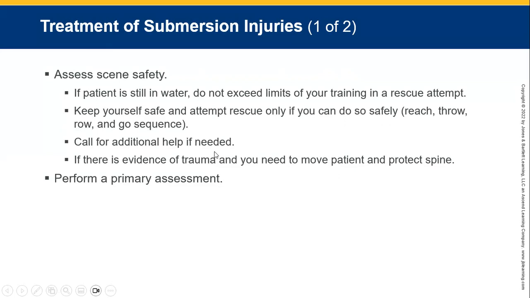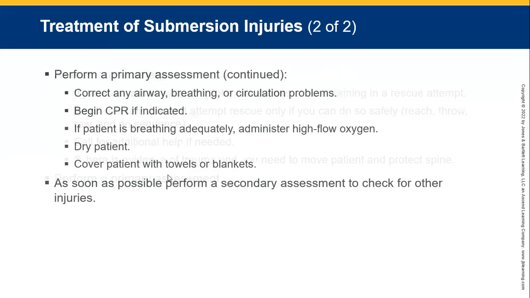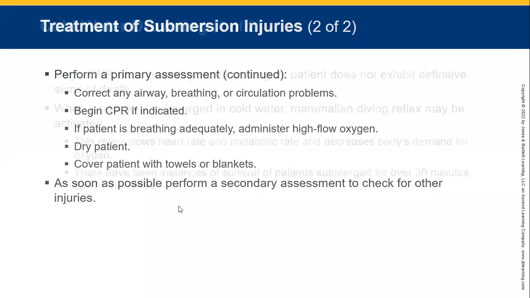If there's evidence of trauma, you need to move the patient, protect the spine, and perform a primary assessment. Obviously, when you're on solid ground, correct any airway, breathing or circulation problems, and begin CPR if indicated. Remember, you can't do compressions in water, you can only do ventilations. If the patient is breathing adequately, administer a high flow rate of oxygen, dry the patient, keep the patient covered with towels or blankets, and as soon as possible, perform a secondary survey to check for other injuries.